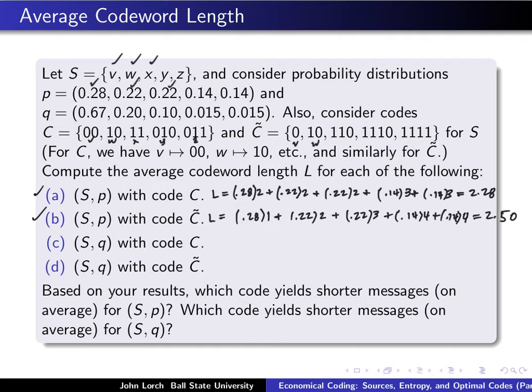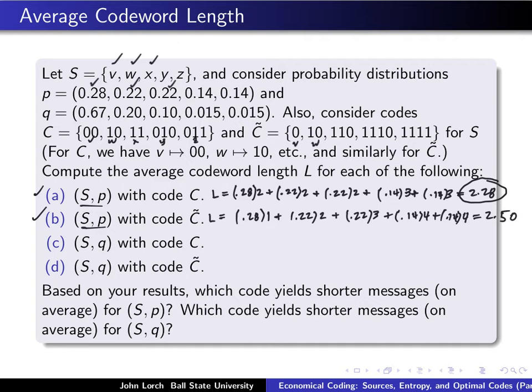So if we have source S comma P, and we're trying to decide between codes C and C tilde for economical coding, we would choose code C, because its average code word length is smaller than the average code word length for C tilde.